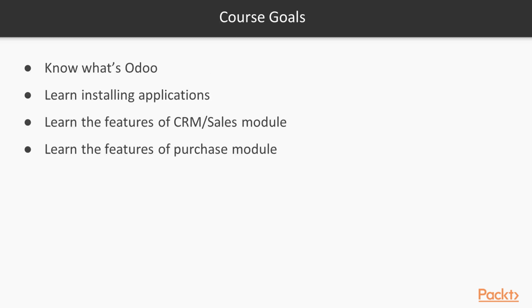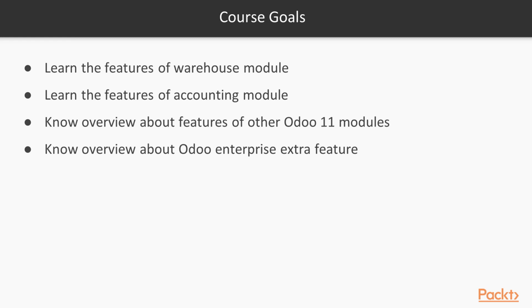Course goals. Know what Odoo is. Learn how we can install applications, and we will learn the features of CRM and sales module, and we will learn the features of purchase module, and we will learn the features of warehouse module, and we will learn the features of accounting module, and we will know an overview of the features of other Odoo 11 modules. And finally, we will know an overview about Odoo Enterprise extra features.